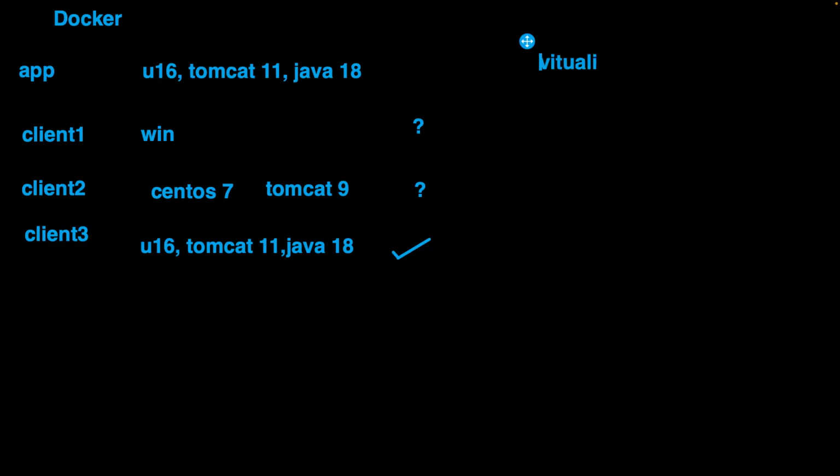One is through virtual machines. You might have heard about it and many of you might have used it. One method is to provide them with a VM. Create an Ubuntu 16 VM, put Tomcat 11 and Java 18, and share the VM with client 1 and client 2. They can run this app on this particular environment. So this is how you can provide them with the application.